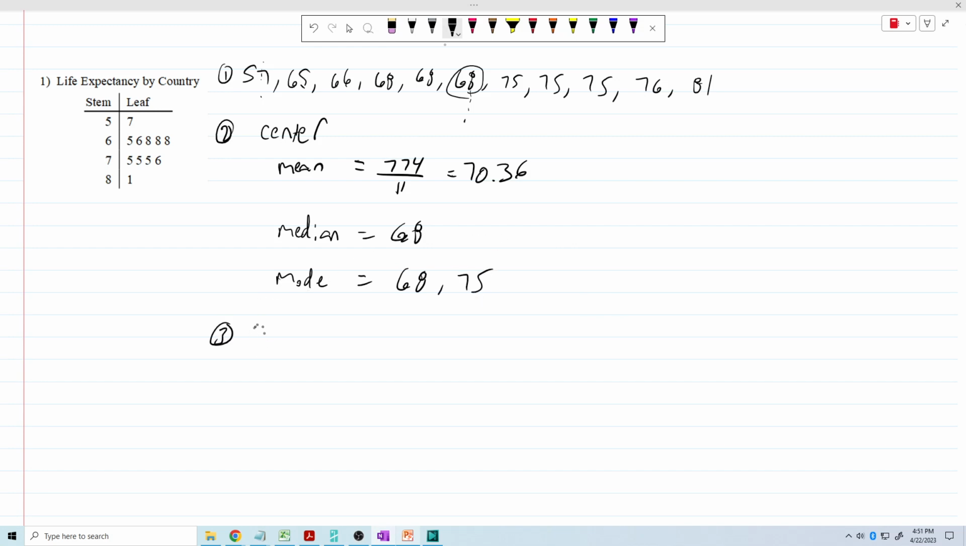Those are our centers. Now let's do our spreads. Firstly, we have the range, which is taking the maximum and subtracting the minimum.